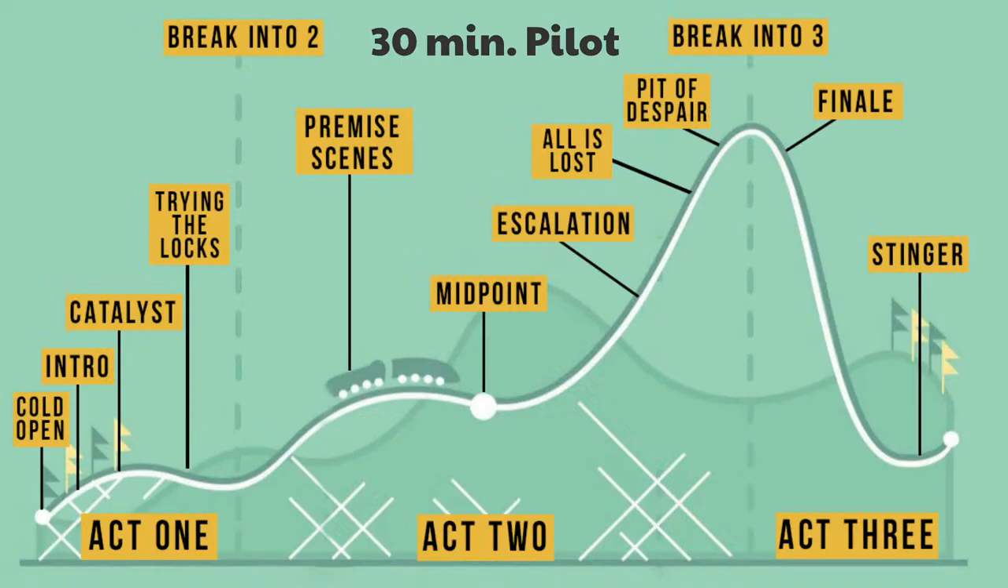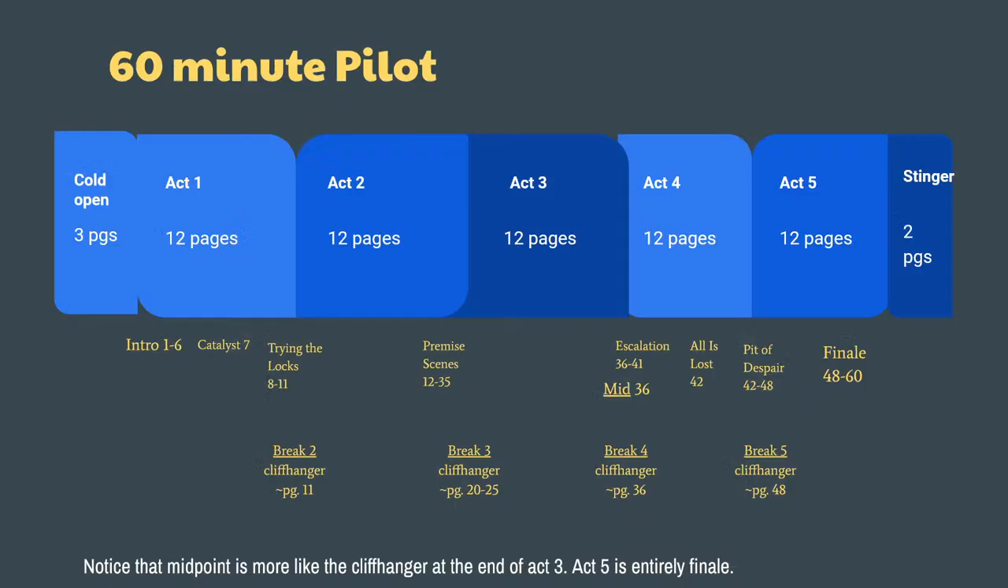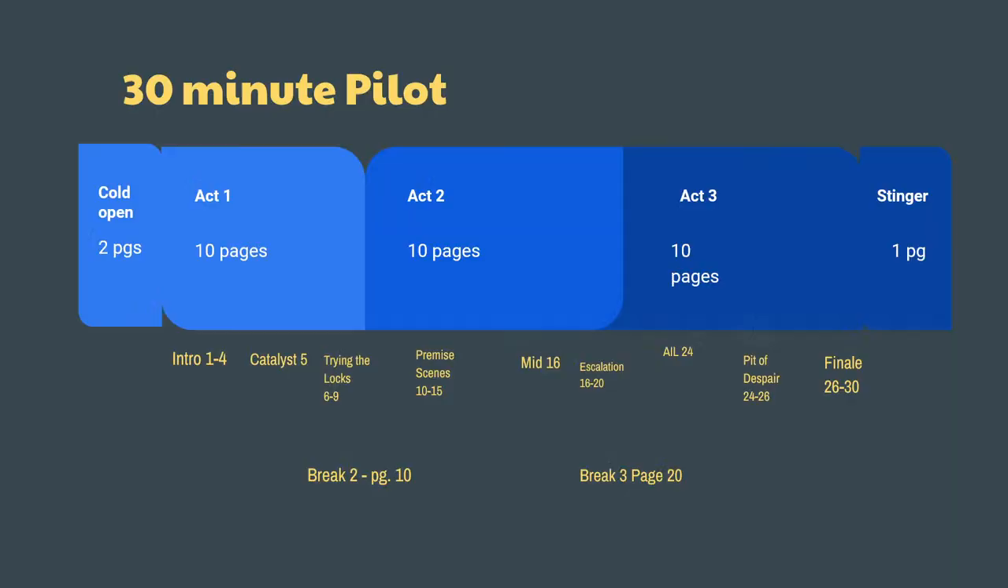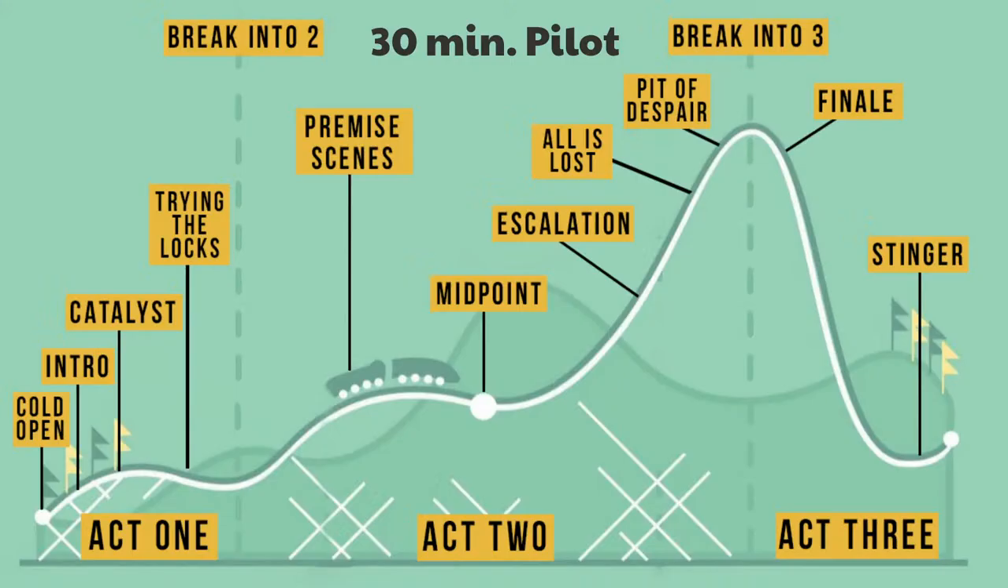And I will stop to take questions on this after I break this down just a little more. Let's look at the 60-minute pilot, and here's a great diagram that shows you where everything kind of falls. This doesn't have the page numbers on it, but it shows you the roller coaster: the increase in stakes and tension until we finally get to the high point, which is the finale, and very quickly afterwards it falls off and we wrap up with the stinger.